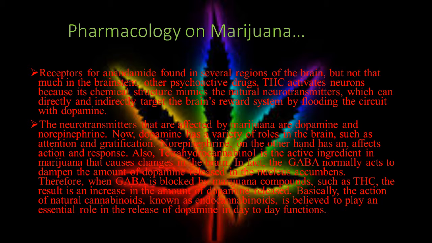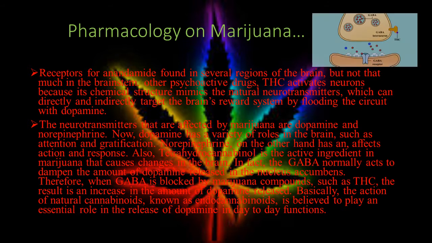The neurotransmitters that are affected by marijuana are dopamine and norepinephrine. Now, dopamine has a variable role in the brain, such as attending and gratification. Norepinephrine, on the other hand, has an effect on action and response. Also, THC is the active ingredient in marijuana that causes change in the brain.